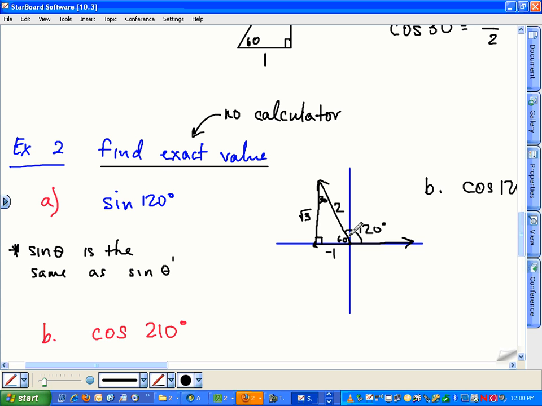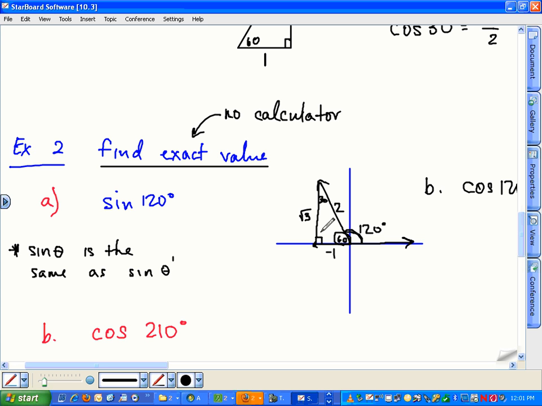The hypotenuse, regardless of where it is, is always positive. You're going to need to remember that. Hypotenuse is always positive. Now anyway, what's the sine of 120 degrees? We need to consider the sine of its reference angle, because it's going to be the same thing. So look at its reference angle. What's the sine of that reference angle?